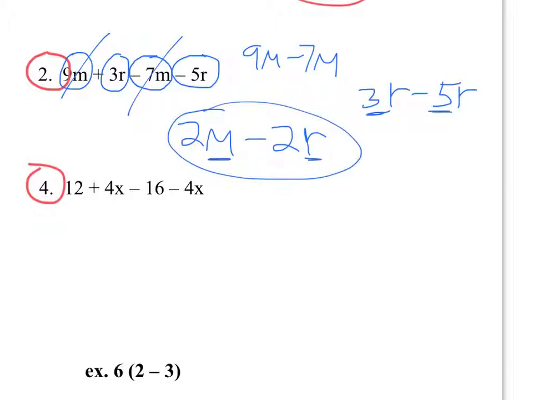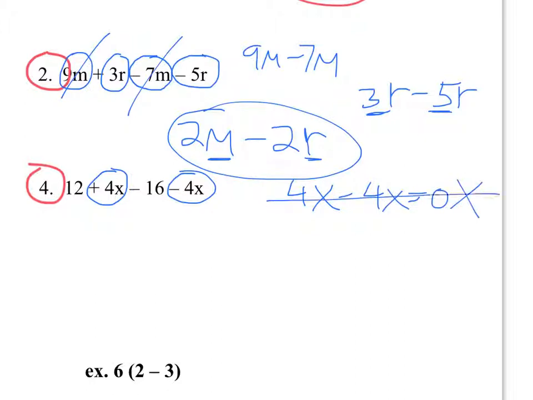Okay, let's look at number 4. Now, number 4, we have 4 terms, and again, we're going to have 2 pairs of like terms. Let's first look at the variables. Okay, if I have positive 4x and I have negative 4x, well, if you do that, 4x minus 4x, that gives you 0x, and 0 times anything is just 0. So these just go away. They just disappear. So there's no x's involved.